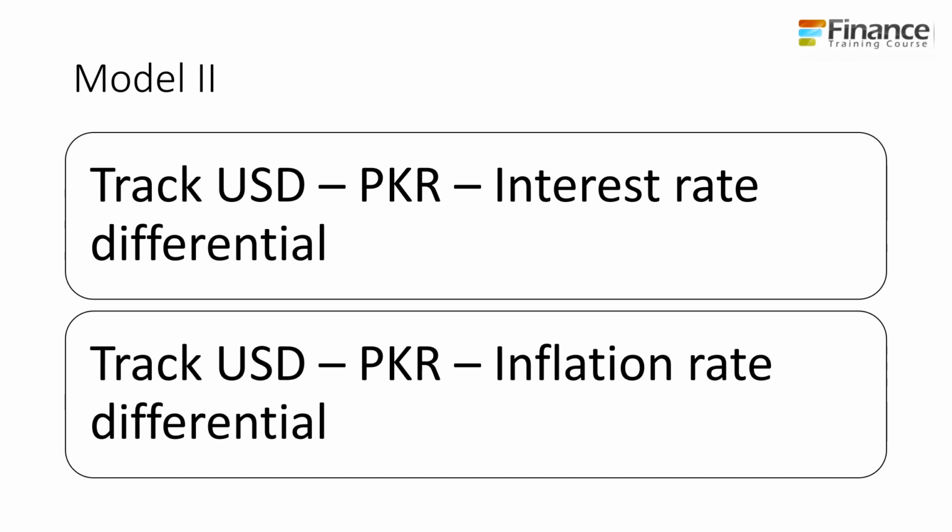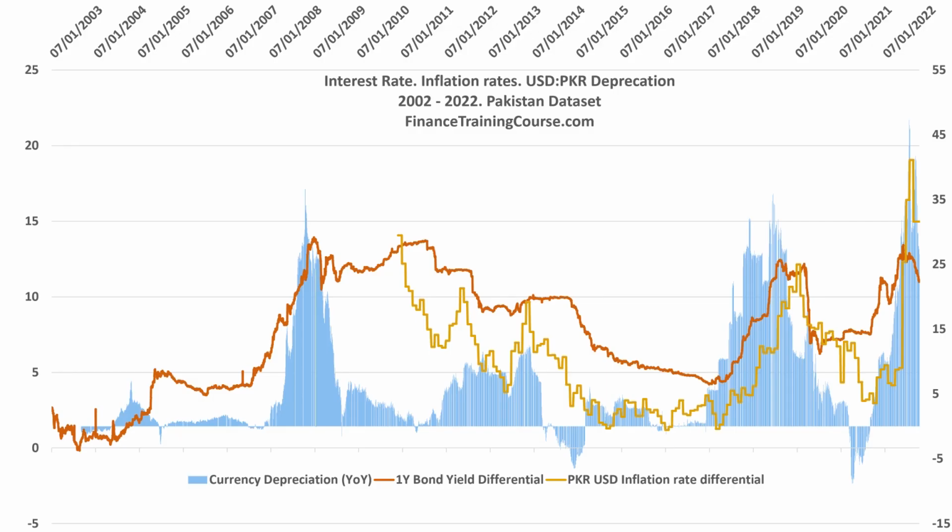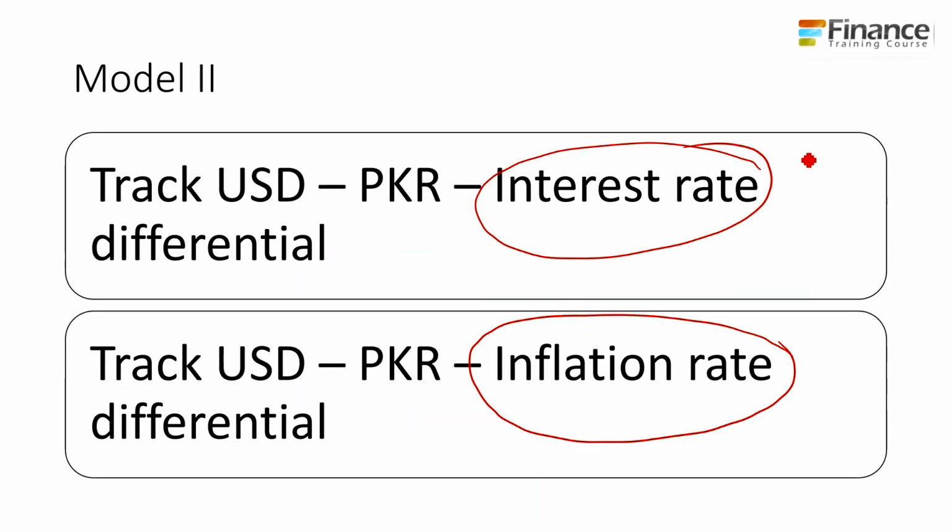Model number 2 tracks the interest rate differential between USD PKR as well as the inflation rate differential between USD PKR. For example, if interest rates in Pakistan are at 16%, and the relevant interest rate in the US is 4%, the interest rate differential between the two is 12%. If the inflation rate in Pakistan is at 28% and the inflation rate in the US is 8%, the inflation rate differential between the two is 20%.